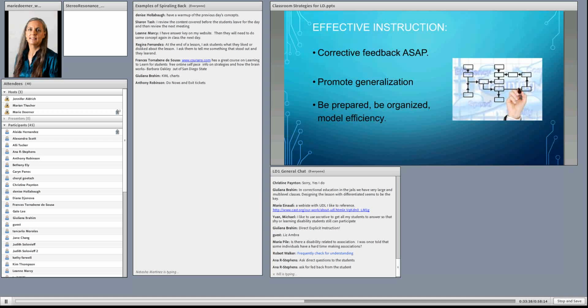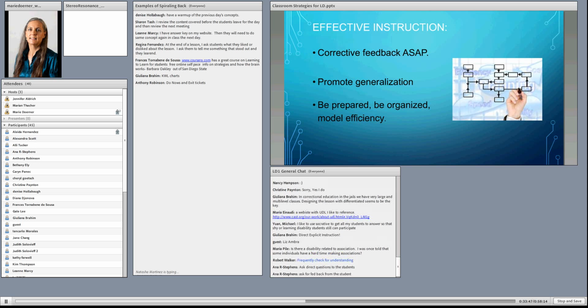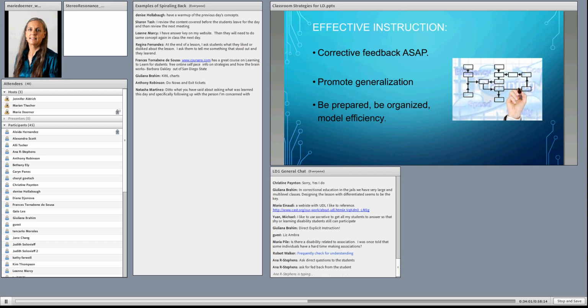The next slide says corrective feedback as soon as possible. So one way is, and I know teachers are walking around the classroom, corrective feedback as soon as possible, or checking with each other. Again, you can do the share, pair share thing. See if students can check with each other if they're doing it the right way.